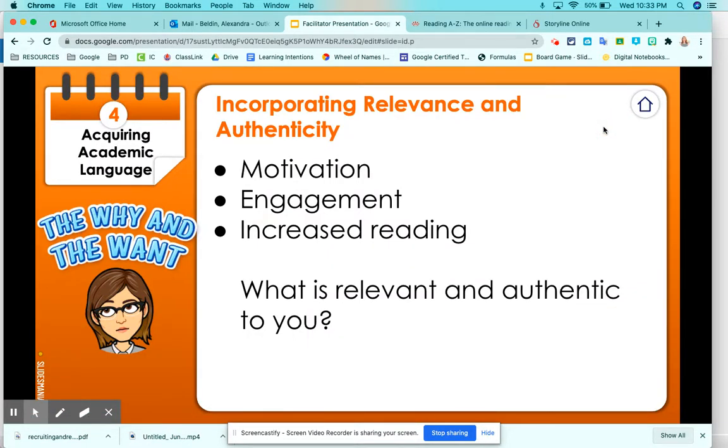Finally, incorporating relevance and authenticity. I think this is really important for ESOL students and for our other students. Is it relevant and authentic to our students? They are more likely to learn if it is relevant to them, if it matters to them, and if it's authentic in the environment. So they need to know the why and the want. If they know the why, then they're going to want to learn. We need to increase motivation this way, engagement, and you're more likely to read a text if you're interested to see what it's about. And this can apply to our lives as well, that we normally read text that's relevant and authentic to our lives.